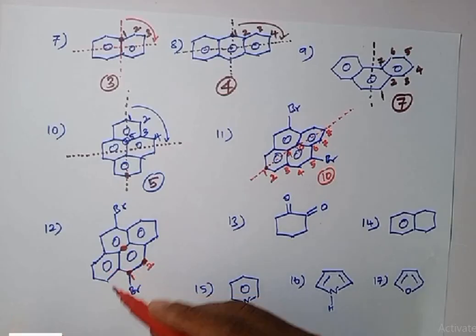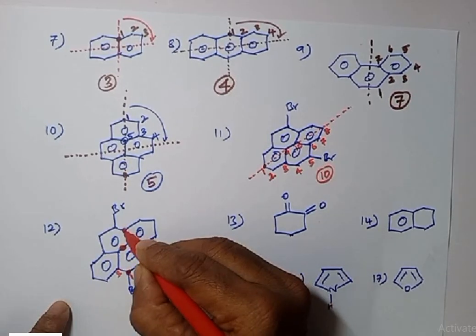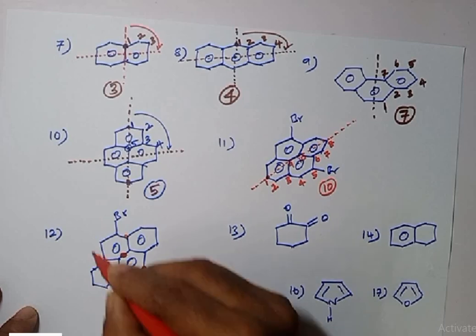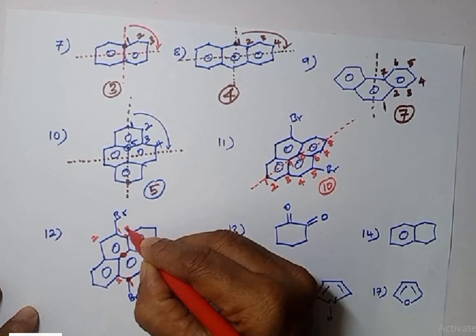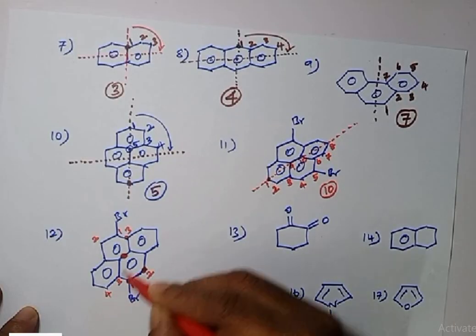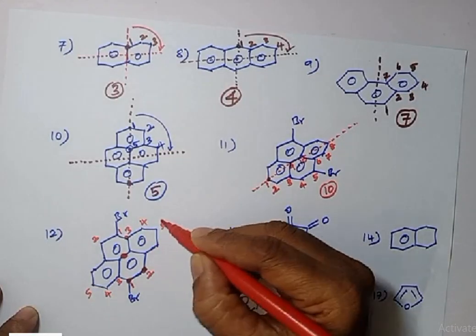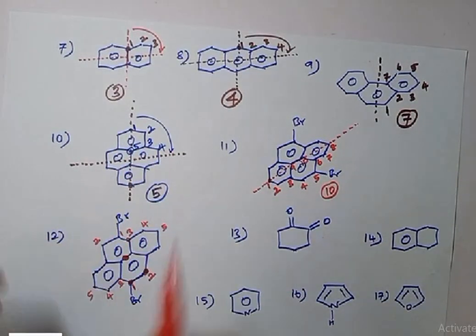So we can count 1, 2. This is 3. Here we have 1, 3. Let me write the number so it's easy. 1. Here also 1. This is 2. This is 2. This is 3. This is 3. Okay. This is 4 and this is 4. And this is 5 and this is 5. If you rotate by 180 degrees, they exchange their position.